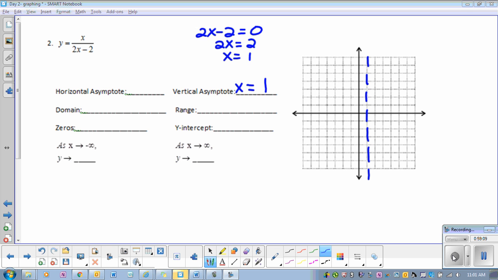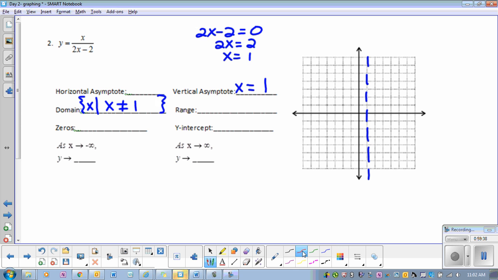Now, if I know x equals 1, do I know the domain or the range? Yeah. So you know what? Why not? Let's just fill that in now too. These are all things that I can do even before I go and put it in the calculator. So good.